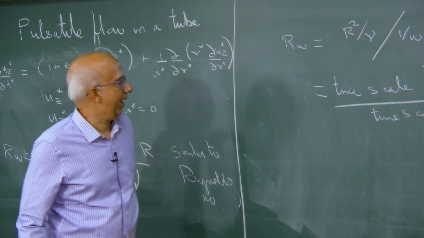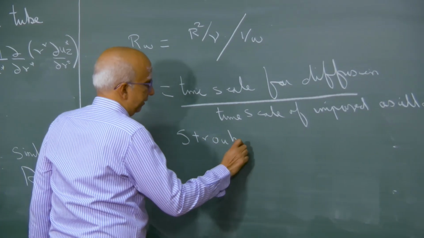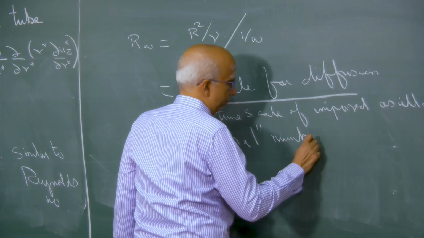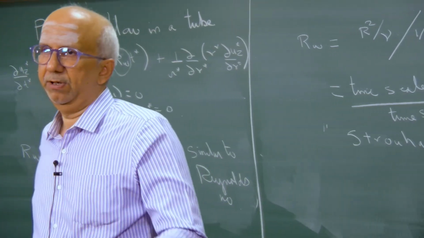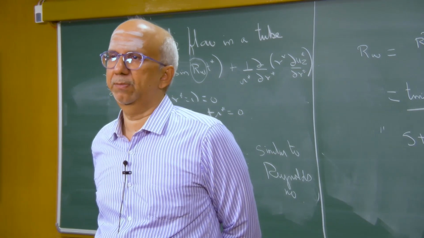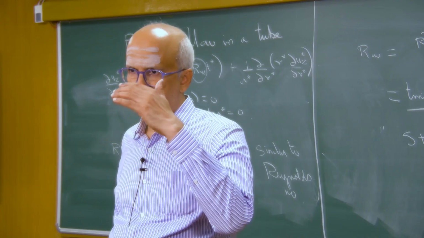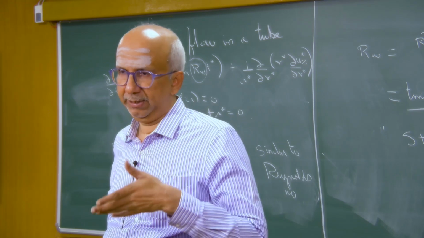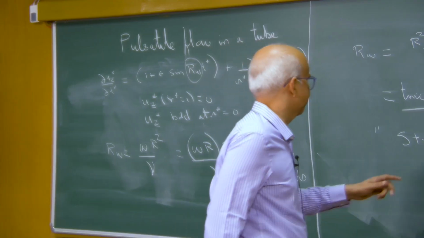In the literature you may see people using this term called the Strouhal number. Whenever you have problems which have periodic forcing from outside, the Strouhal number is used, which is the ratio of two time scales: the time scale of the momentum transfer like we have defined here, and the time scale of the imposed oscillation.